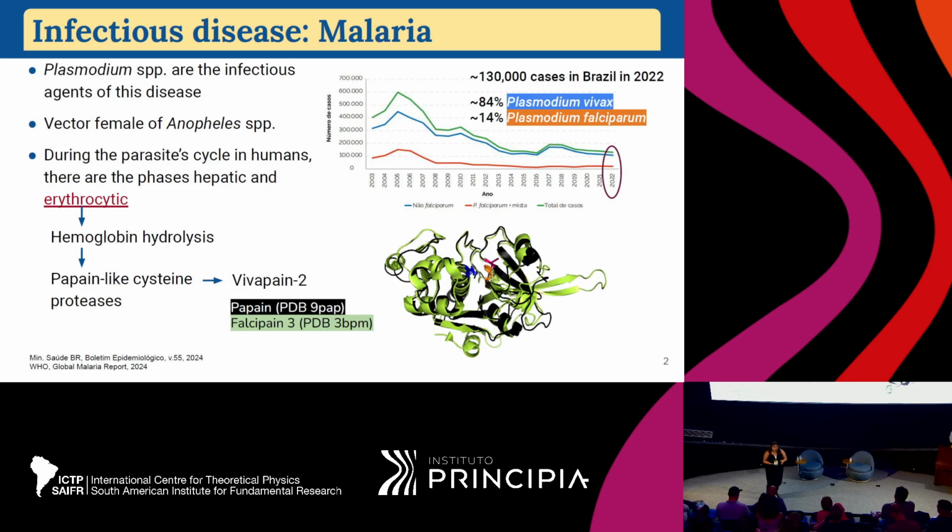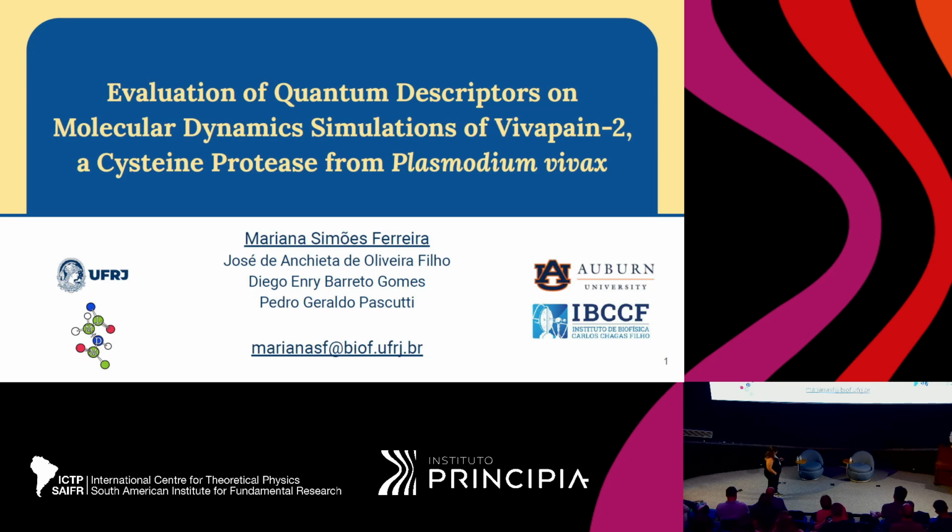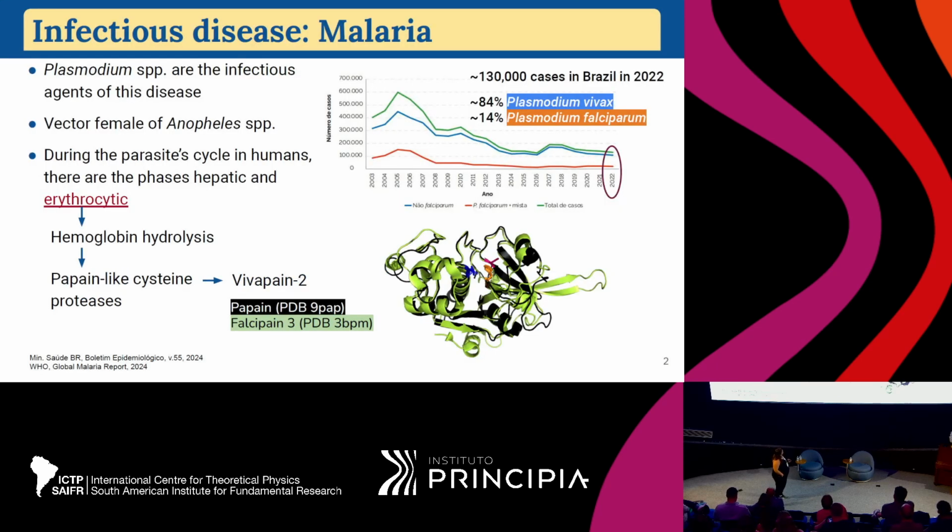Starting by talking about the infectious disease, malaria is an infectious disease caused by the genus Plasmodium, and it is transmitted by the female vector mosquito Anopheles. Here in Brazil, the highest number of cases is caused by Plasmodium vivax. During the parasite cycle in humans, it has two phases: the hepatic one and the erythrocytic one. In the erythrocytic one, we have the hemoglobin hydrolysis that is done by papain-like cysteine proteases such as vivapain-2. Here we can see in the figure papain and falcipain as well in evidence, and the catalytic site.